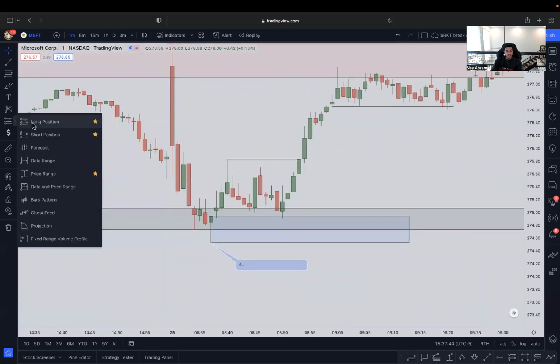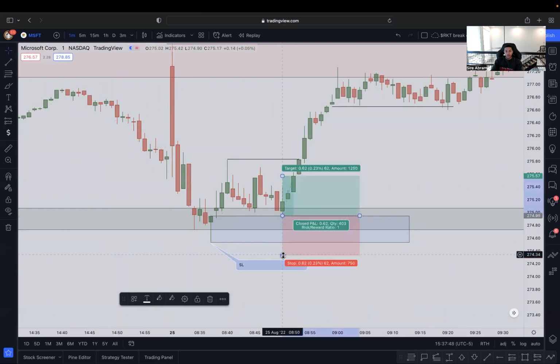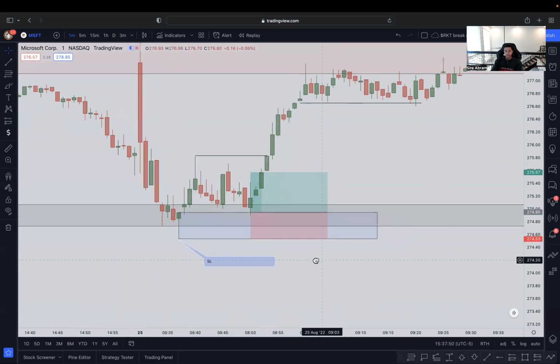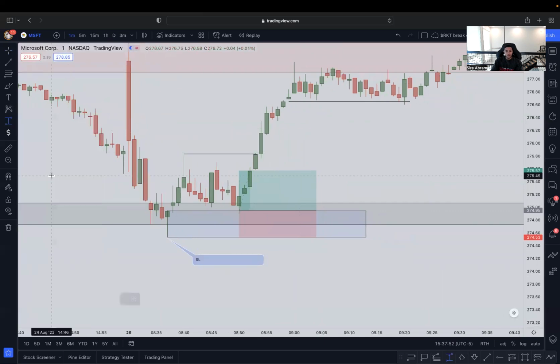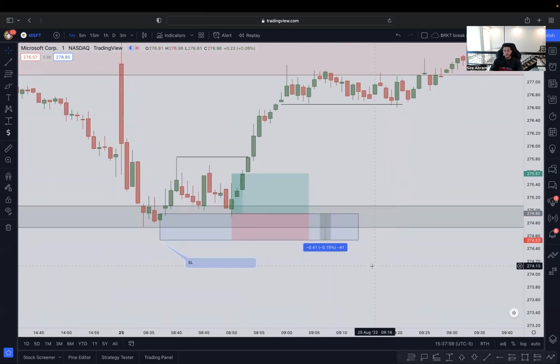So if we take our entry off of that and have our stop loss here, look how much we're risking for downside. 41 cents, okay? So if Microsoft stock dipped down 41 cents from where we bought it, then we should look to get out of the trade. So if that was to happen, how much would we have really lost on that, right?